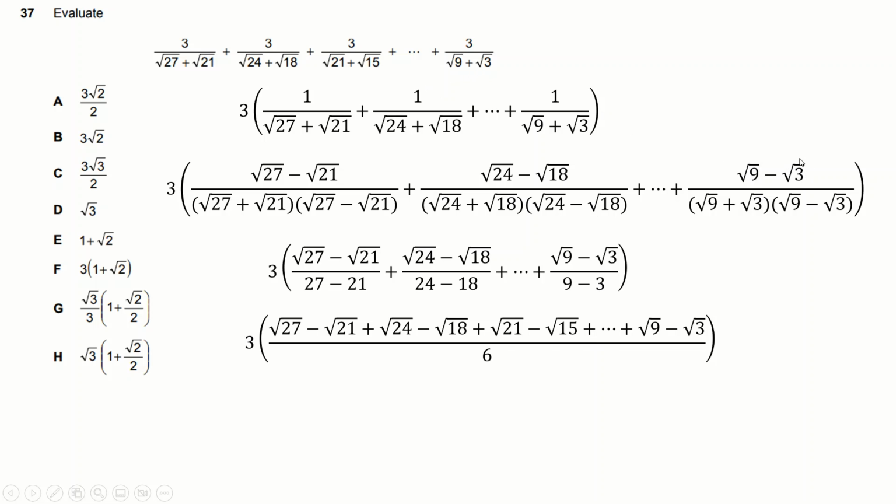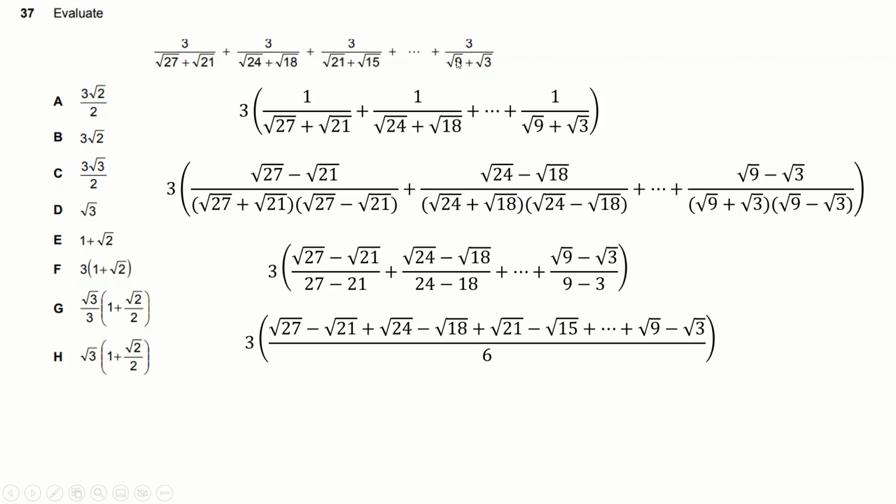Well, nothing will cancel with this root 3 here, right? Because the one before this is going to be root 12 minus root 6. So nothing cancels with the root 3, but also nothing cancels with the root 6, because just like your 2 terms along here before you get to start cancelling, you'll be 2 terms up from the top as well.